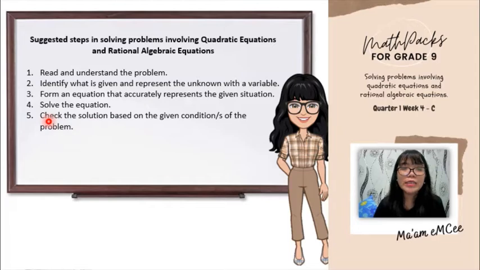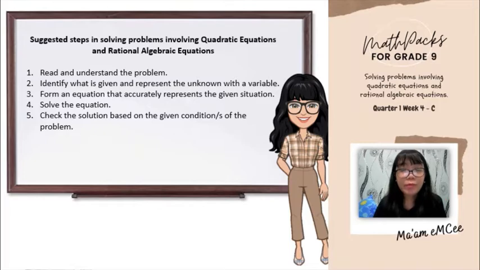But this step is optional because oftentimes we don't have the luxury of checking our answers or solutions because we only have limited time. But if you have the time, then try to check your solutions or your answers because you might have forgotten something, or especially your signs. So you might have missigned numbers. So please be very careful with your signs.